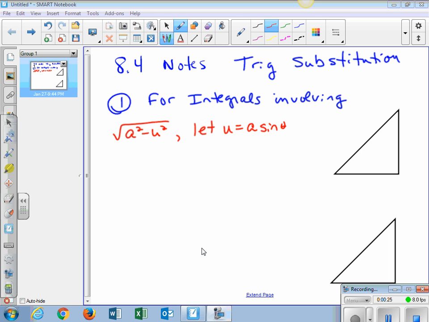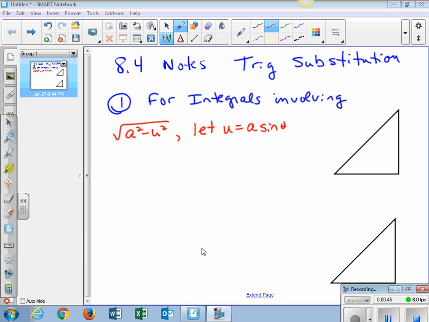So in trig substitution, what we're going to do is take a radical and substitute in for that radical a trig function. And actually, we're going to get rid of all the variables and write them in terms of trig functions, either sine, cosine, secant, cosecant, and so on and so forth.